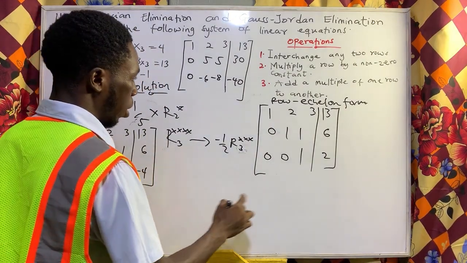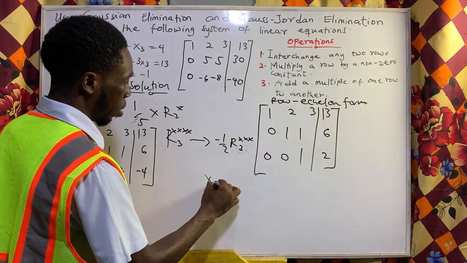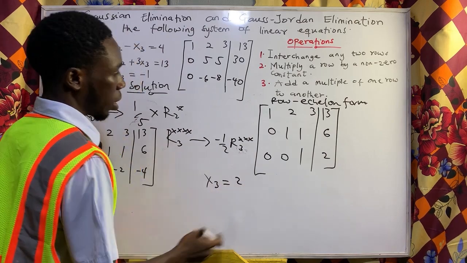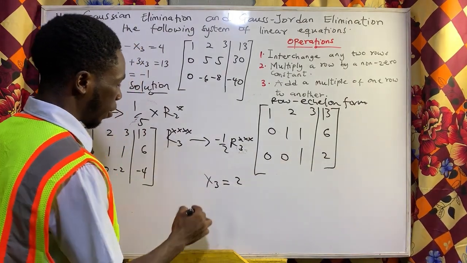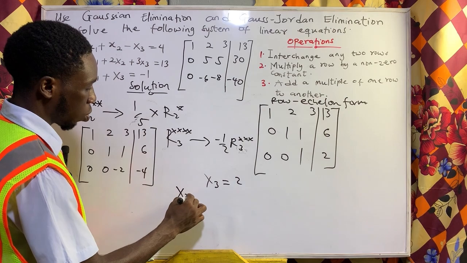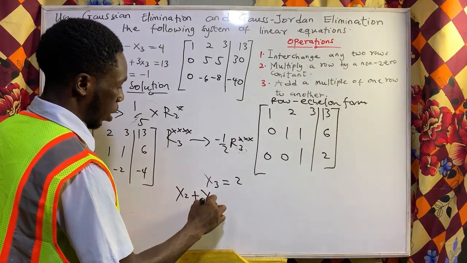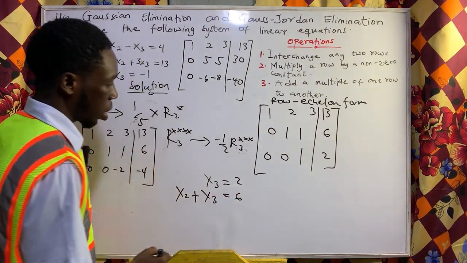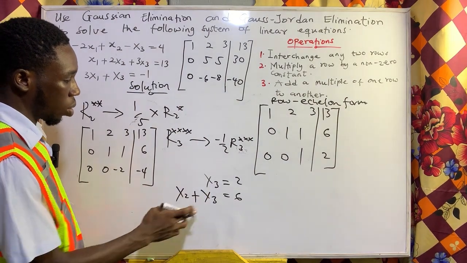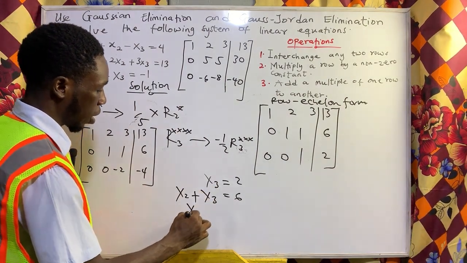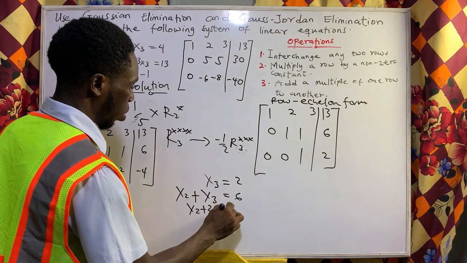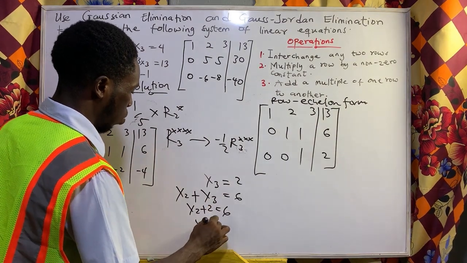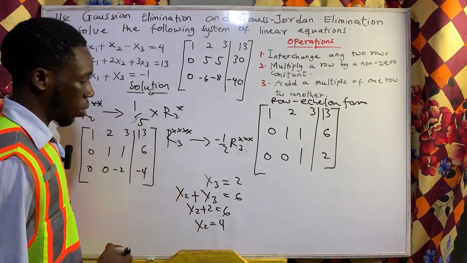From here we're going to have x3 equal to 2. And then we have x2 plus x3 equal to 6. But you already know x3 is 2, so we have x2 plus 2 equals 6. So our x2 will be equal to 4.